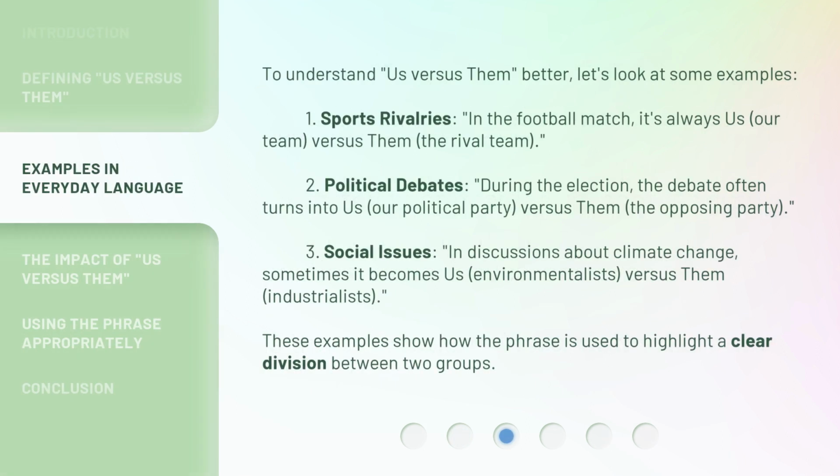To understand us versus them better, let's look at some examples. 1. Sports rivalries. In the football match, it's always us, our team, versus them, the rival team. 2. Political debates. During the election, the debate often turns into us, our political party, versus them, the opposing party. 3. Social issues. In discussions about climate change, sometimes it becomes us, environmentalists, versus them, industrialists. These examples show how the phrase is used to highlight a clear division between two groups.